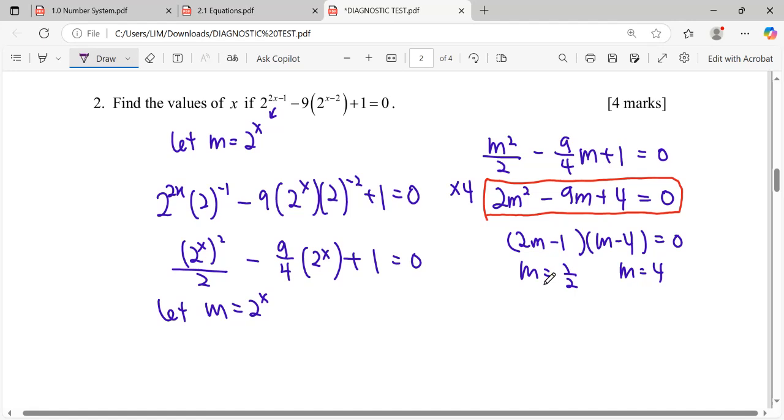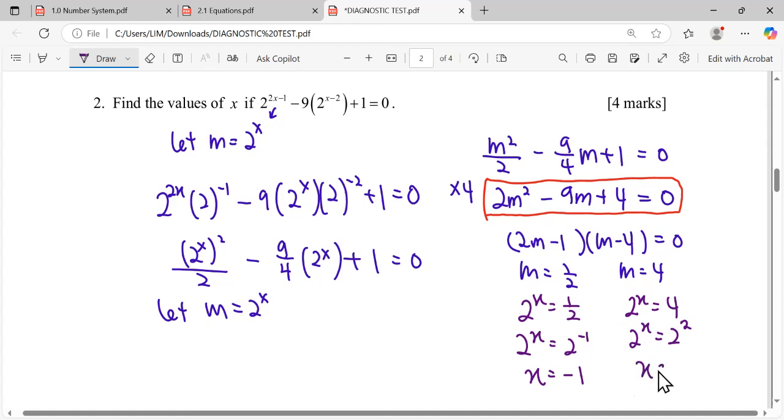Alright, come back to the question. When you have m equals 1 over 2 and m equals 4, then I substitute: 2 to the power x equals 1 over 2, and 2 to the power x equals 4. So we can make it the same base, then we equate the power to get the value of x. For the value of 4 also, we can make it indices base 2, then we can find the power, x equals 2.